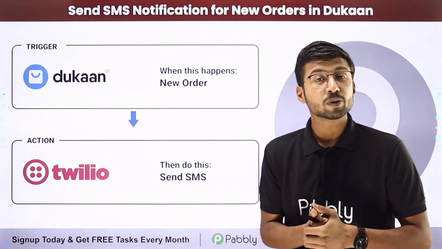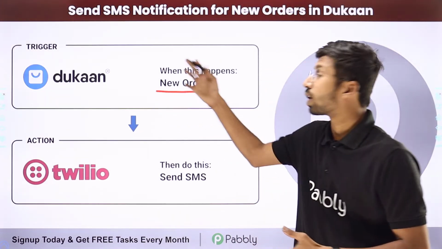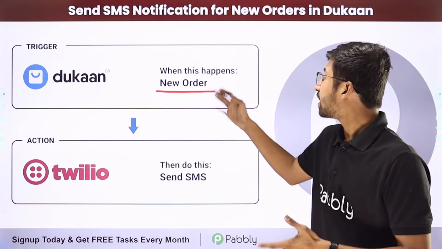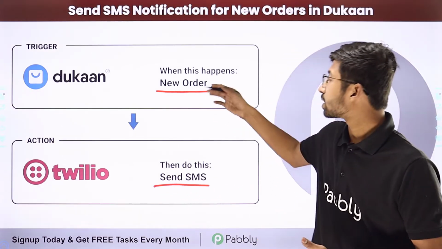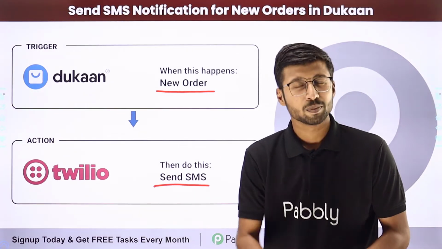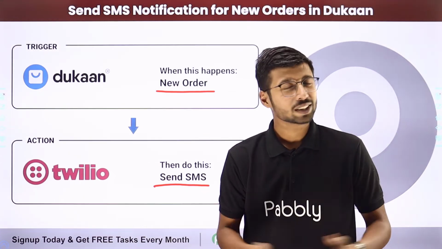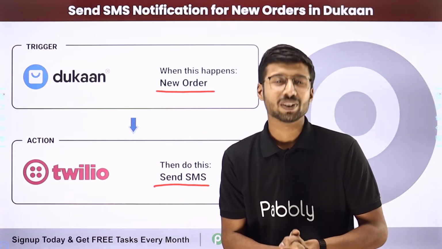So the trigger of this automation will be getting a new order in our Dukaan store. And the action will be sending the SMS notification to the same customer who placed the order on their number. Now guys, how can you set up this automation? To know this, you have to come with me to my screen.